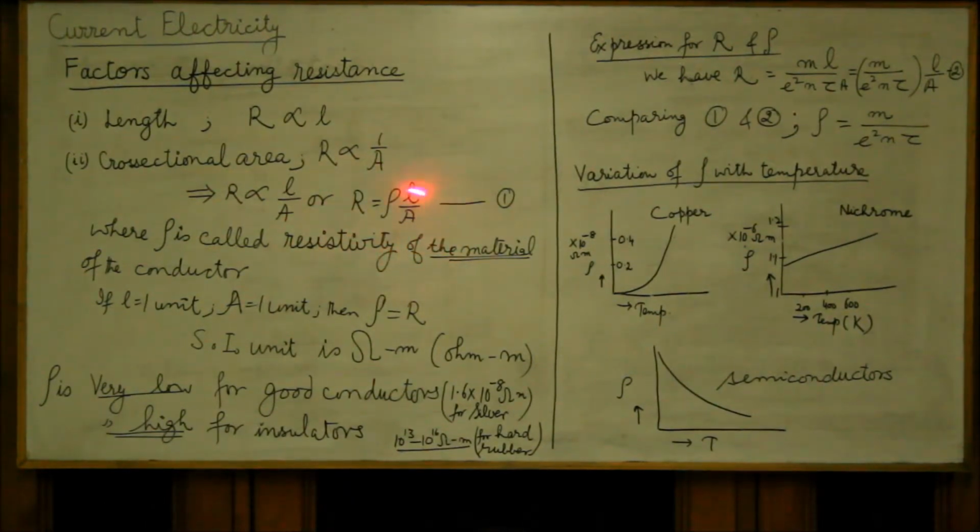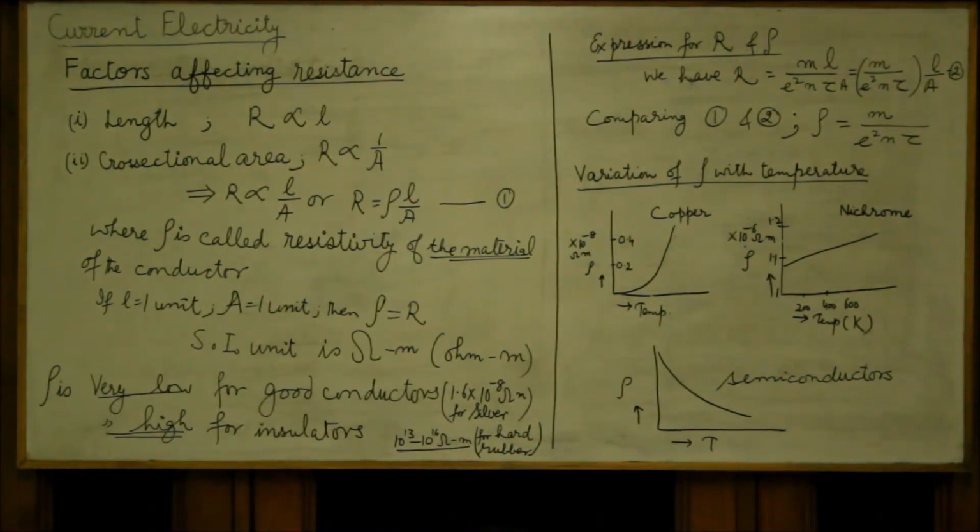The expression R is equal to rho L over A helps us get a definition of the term resistivity. Here in this expression, if L is 1 unit and area is 1 unit, then we get rho is equal to R. So we can define resistivity as numerically equal to resistance of a conductor with length 1 unit and area of cross section 1 unit. In SI units, the unit of resistivity is ohm meter.